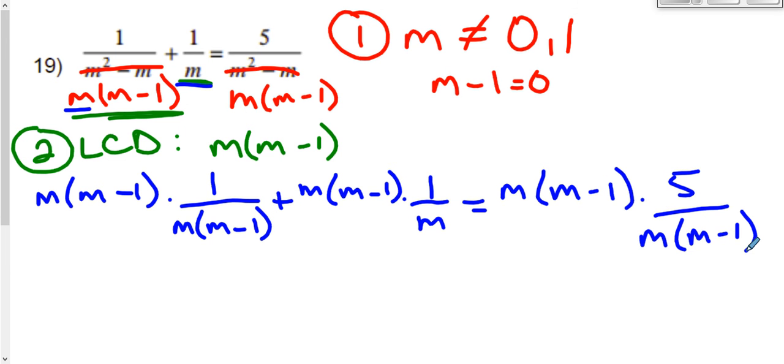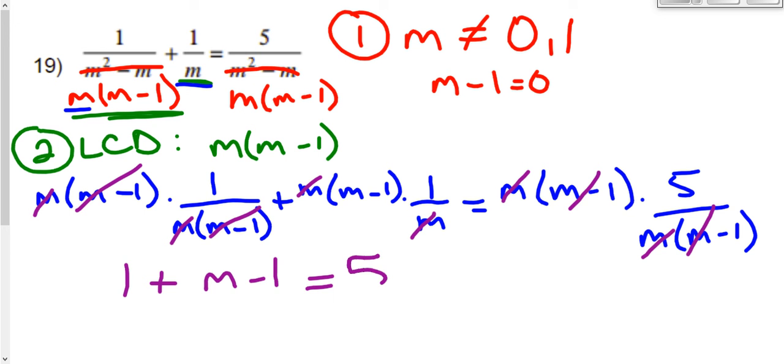Once you've factored, keep using the factored form. It makes it easy to cancel. For example, this has an m and an m, and an m minus 1 and an m minus 1, which means all that's left is the number 1. In the next term, the m's cancel, and the m minus 1 is left on top, being multiplied by 1. And on the right, my m and m minus 1 cancel, and all that's left is the number 5. This is a very nice problem because the 1's cancel each other out, and m equals 5.